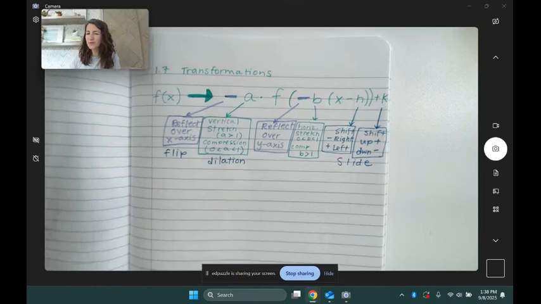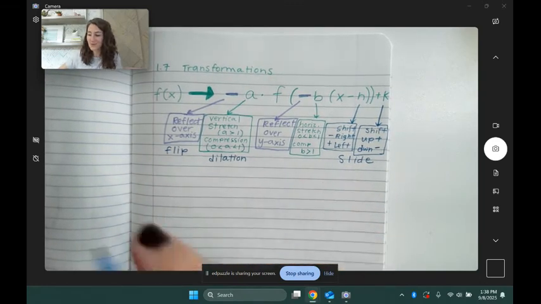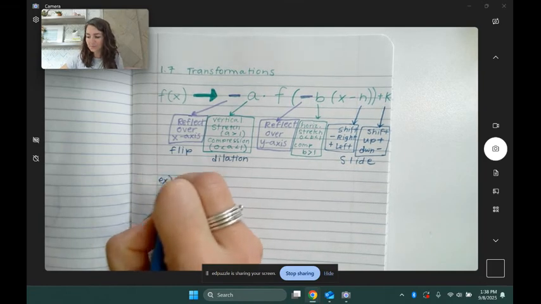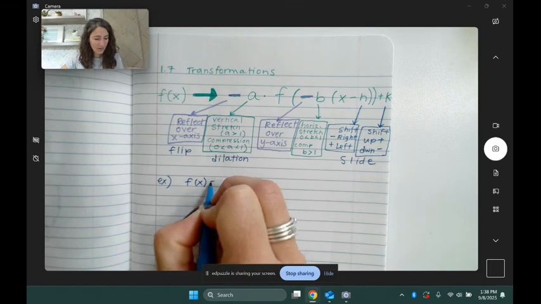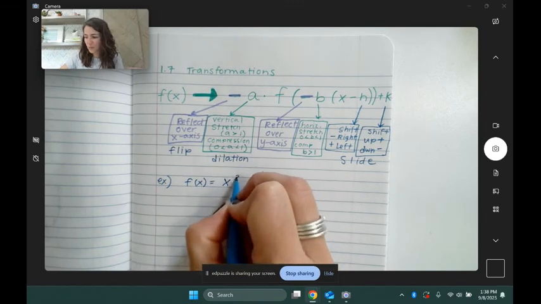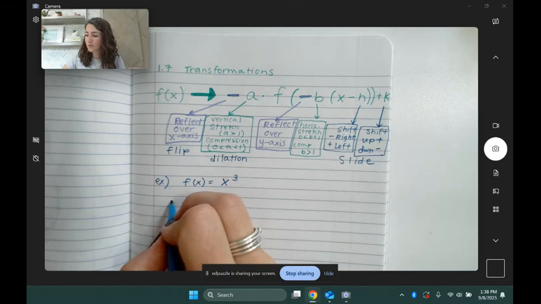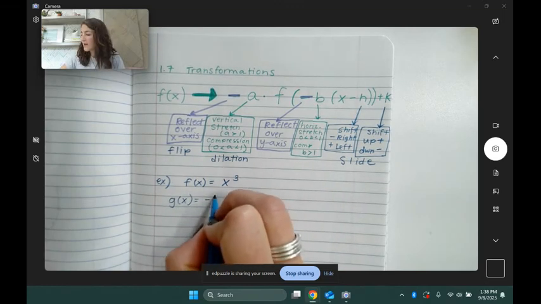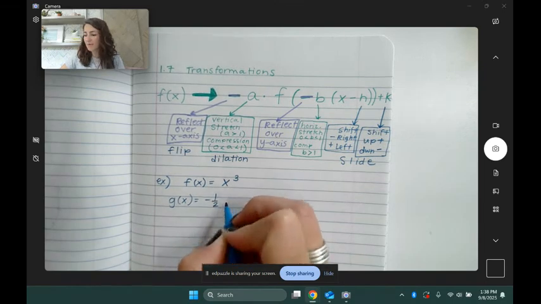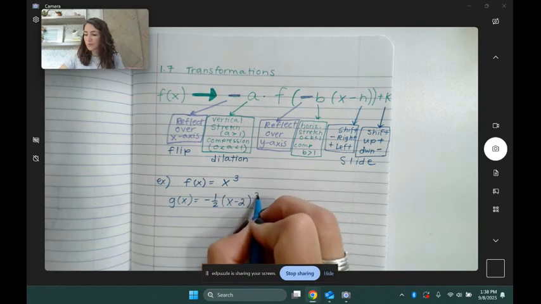All right, let's do an example. I feel like this is hard to really grasp without seeing some numbers. So first, I'm going to do my parent function of the cubic graph. And then let's write a transformed g of x function. So let's say g of x is -1/2 (x minus 2) to the third.